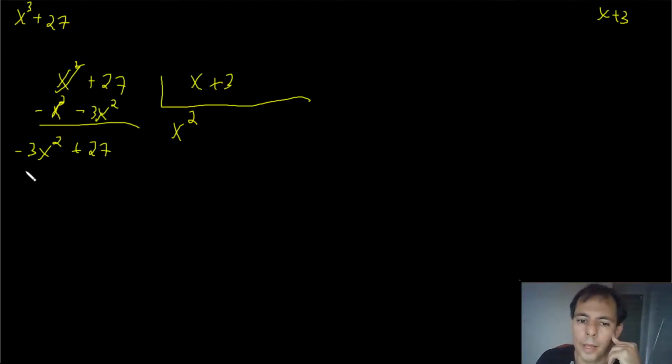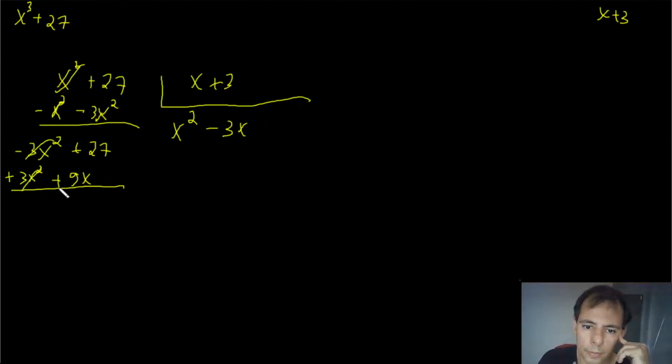Now I want to make this minus 3x squared disappear, so I'm going to put minus 3x here. Minus 3x times x is minus 3x squared, coming over here, plus 3x squared. Then minus 3x times 3 is minus 9x, coming over here, plus 9x. So adding up, you get 9x plus 27.